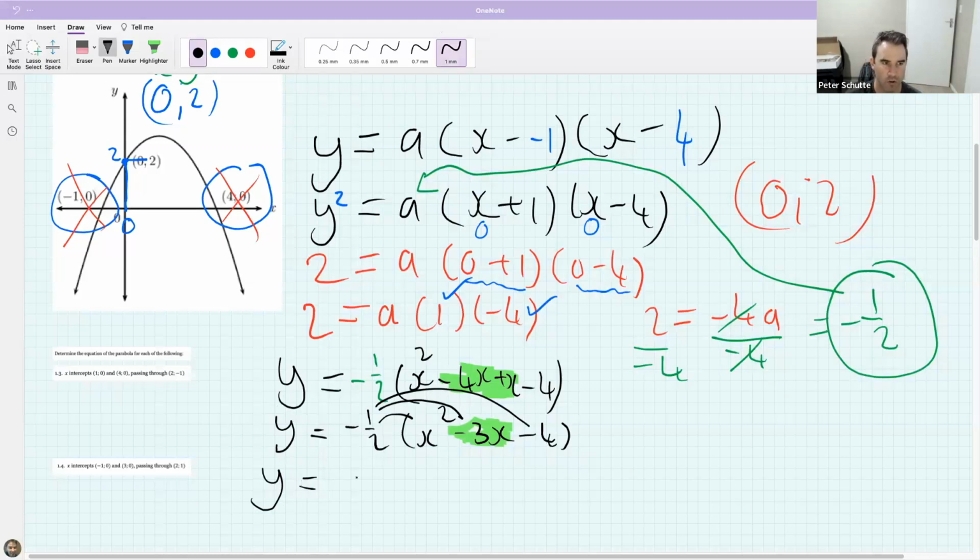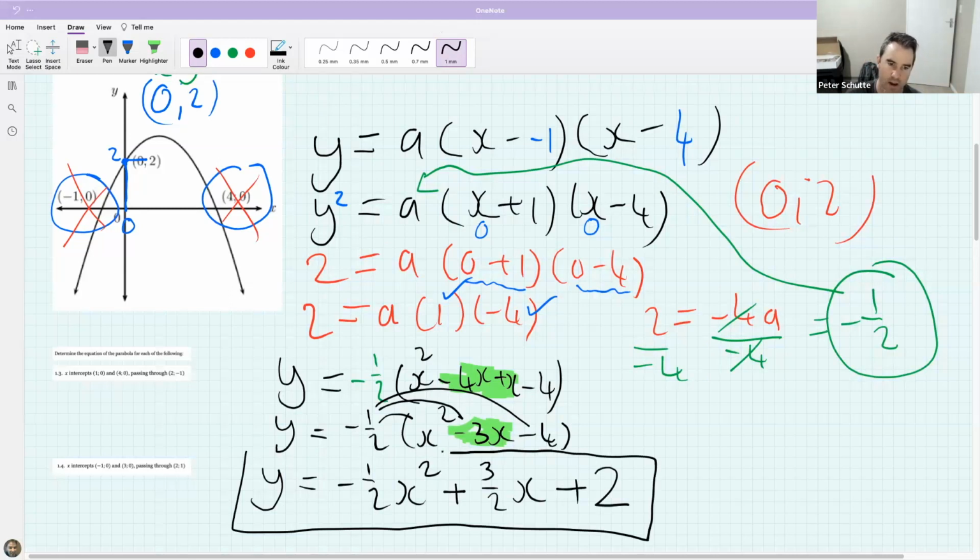Okay, so a minus a half times 1 gives me minus a half x squared. Then a minus times a minus gives me a plus, so that's 3 over 2x. And then minus times a minus is a plus. That's 4 over 2. That's going to be plus 2. And there you have your lovely parabola.